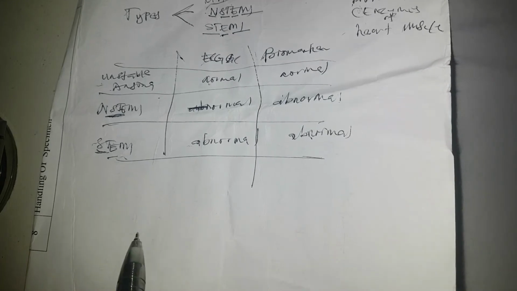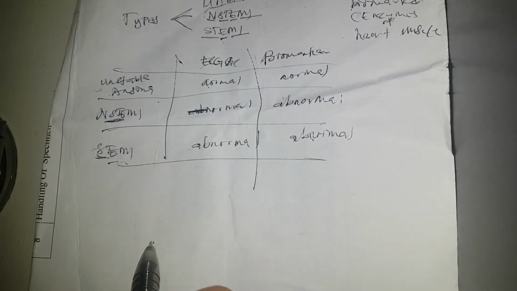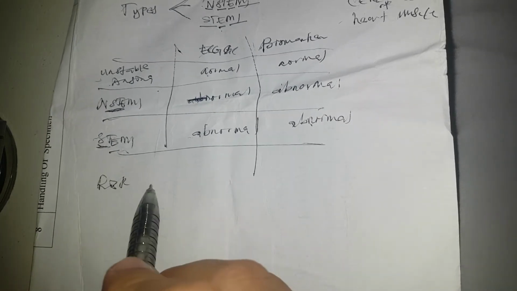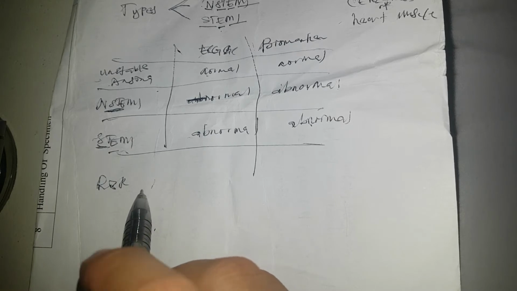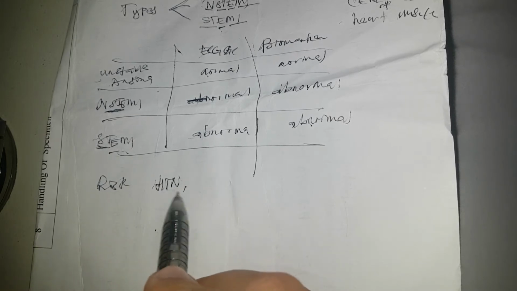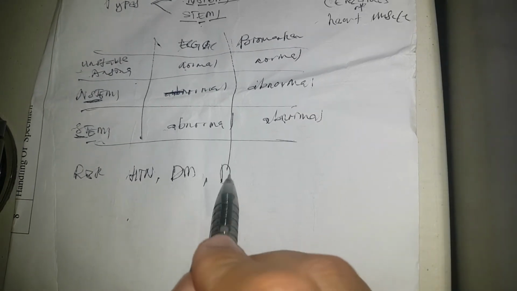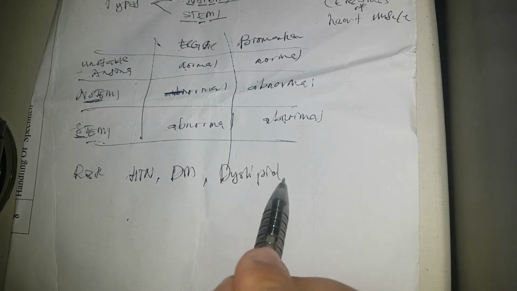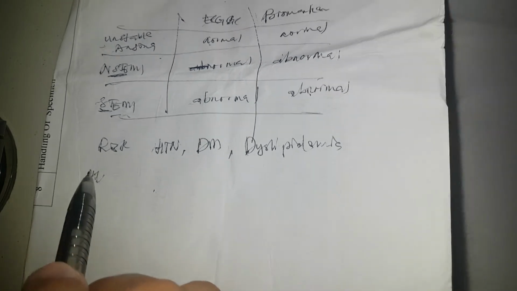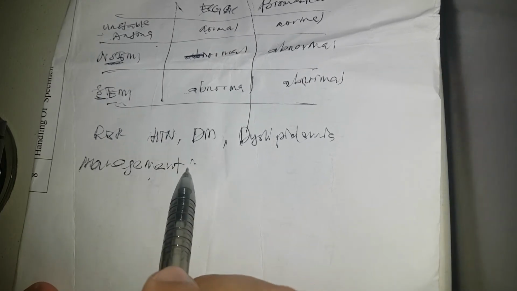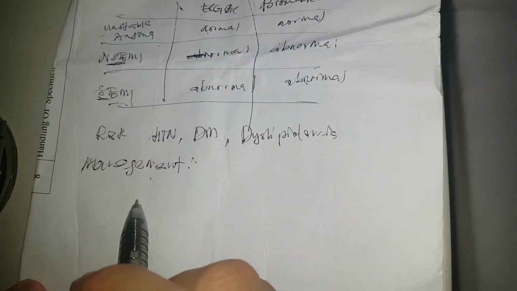Okay, and then we go to the risk factors. Actually, risk factors are associated with common underlying conditions like hypertension, diabetes mellitus, and also dyslipidemia. Management, how to manage, depends on the type of these three. General measure.